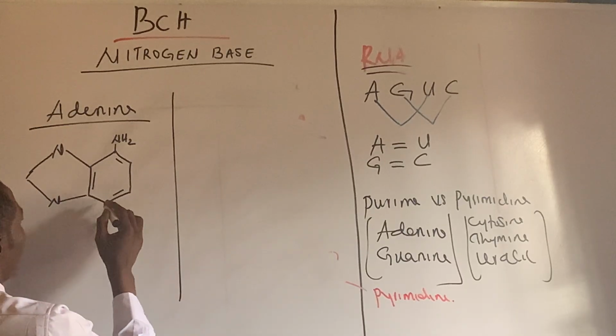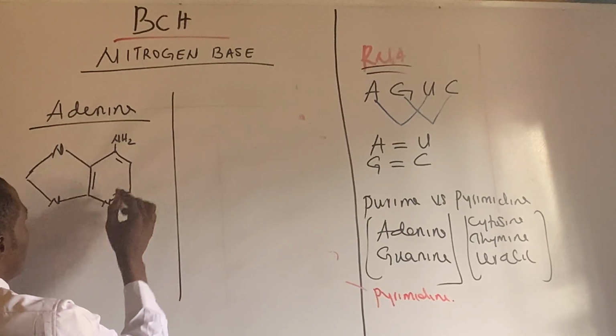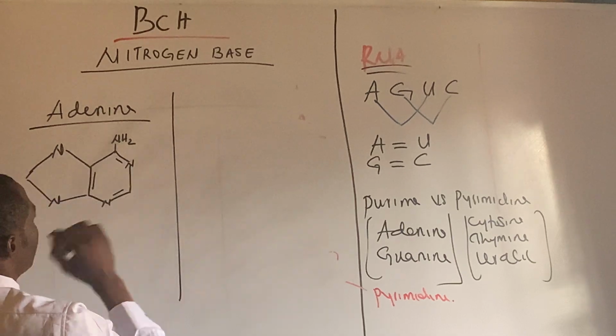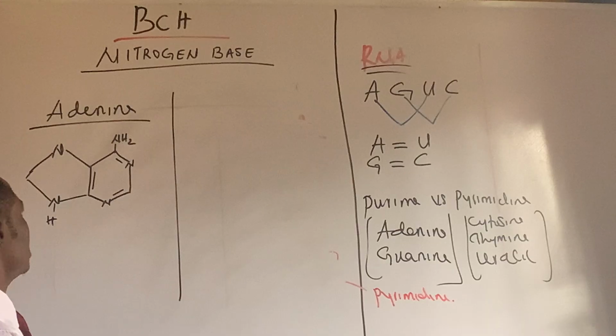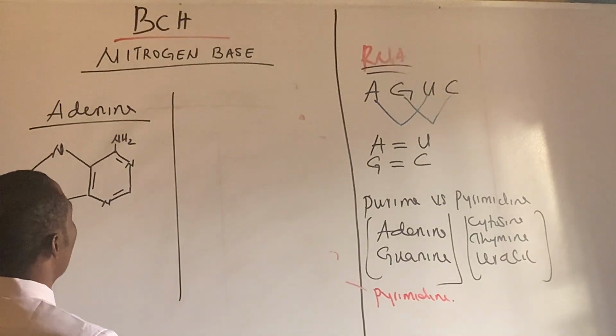Over here we have nitrogen should be here. Nitrogen should be here. All right. So we have the hydrogen. So this is the structure of the adenine. What of the guanine?